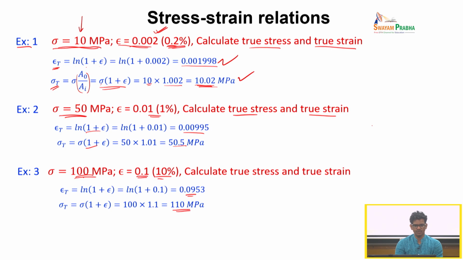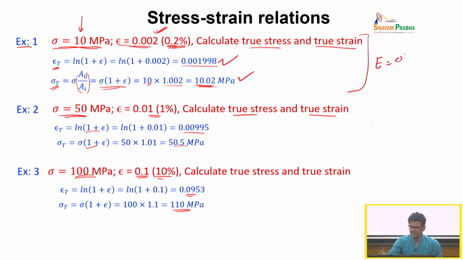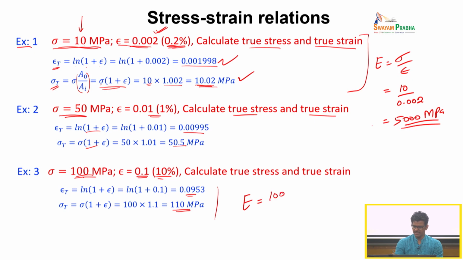So what we try to conclude from here is, if you have a material which is stiffer, what is the Young modulus for this case, do you think? What is E here? This is 10 by 0.002, so that is basically about 5000 megapascal. When you have a material with a very high Young modulus, the engineering strain and true strain, and engineering stress and true stress, are not very different. Whereas for this material, the Young modulus would be 100 by 0.1, which is 1000 megapascal. So this is 5 times less stiff.